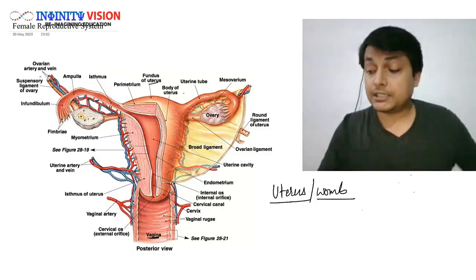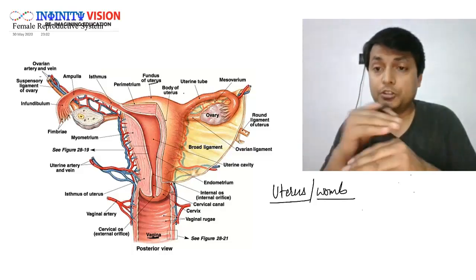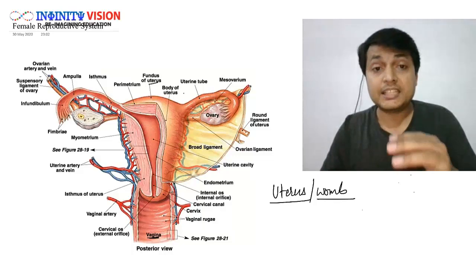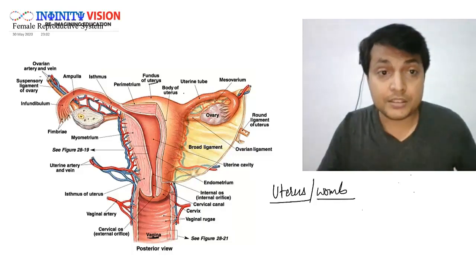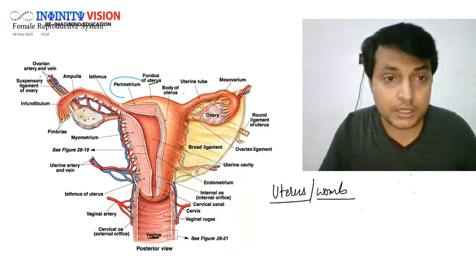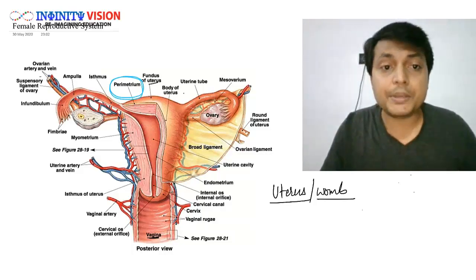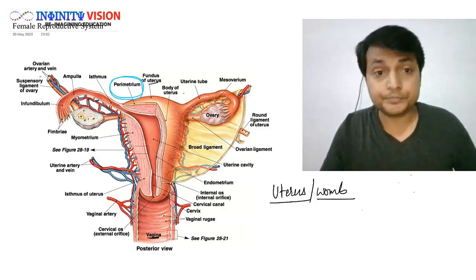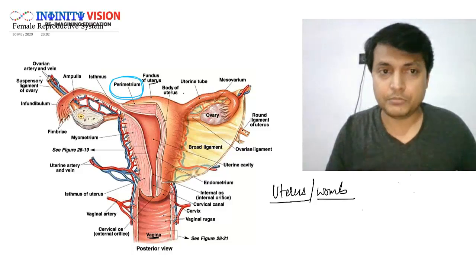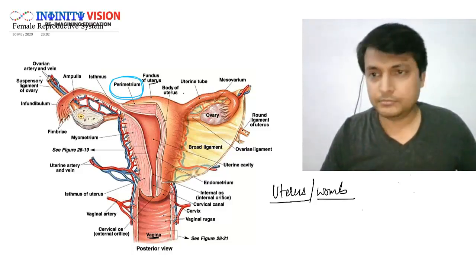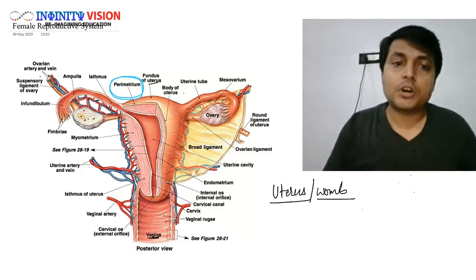Great. Now, if you see the cross section of the uterus or uterine wall, you find that it is again made up of 3 layers. The outermost layer is called the perimetrium. Sometimes it is also called exometrium or epimetrium. That's all the same thing, right? So perimetrium.